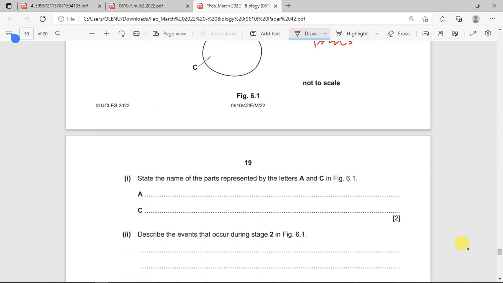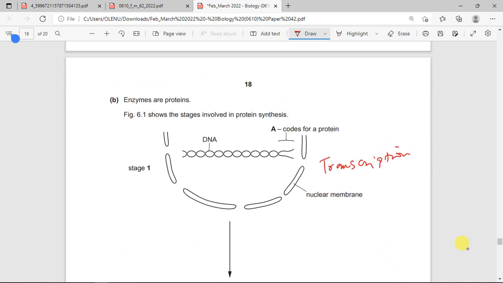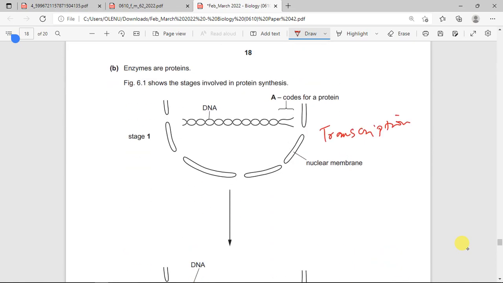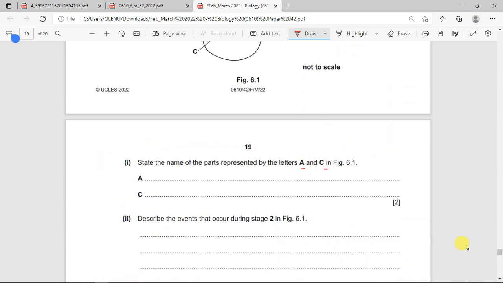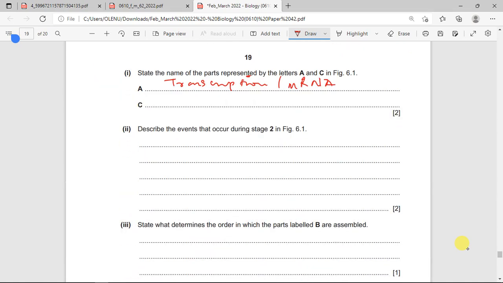So the first question, let's see the first question. It says, state the name of the part represented by the letter A and C. Let's see, letter A is transcription in the form of mRNA, while C here is passing through the ribosomes, so the name of the part would be the ribosomes. It's passing through the ribosomes, and what is happening there is translation.